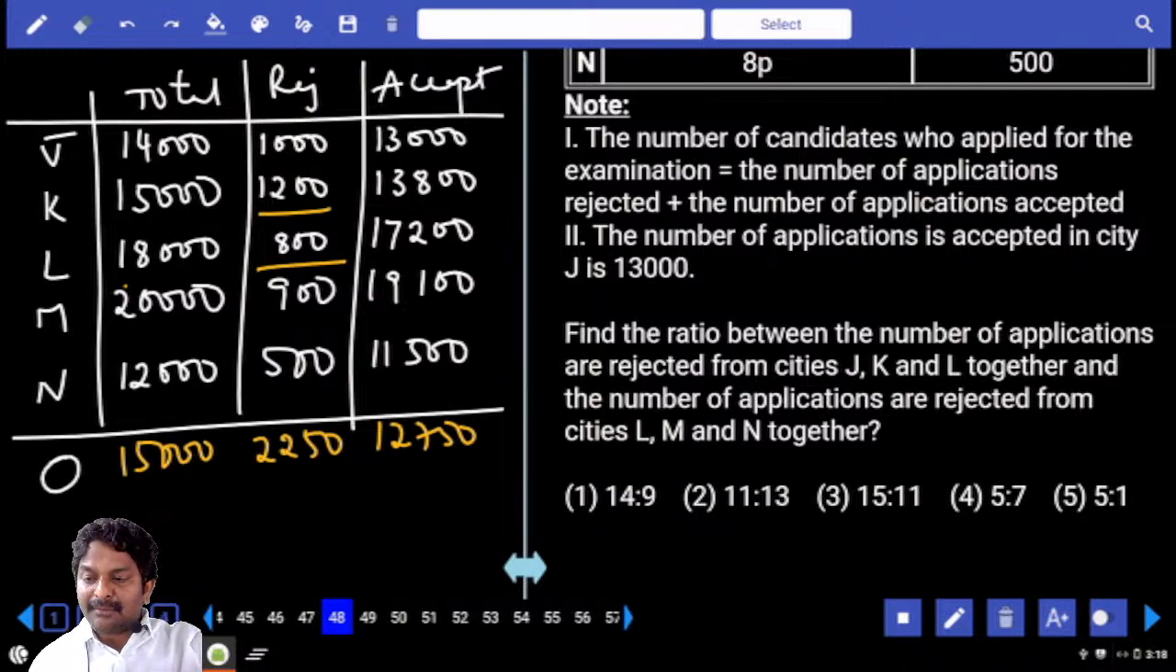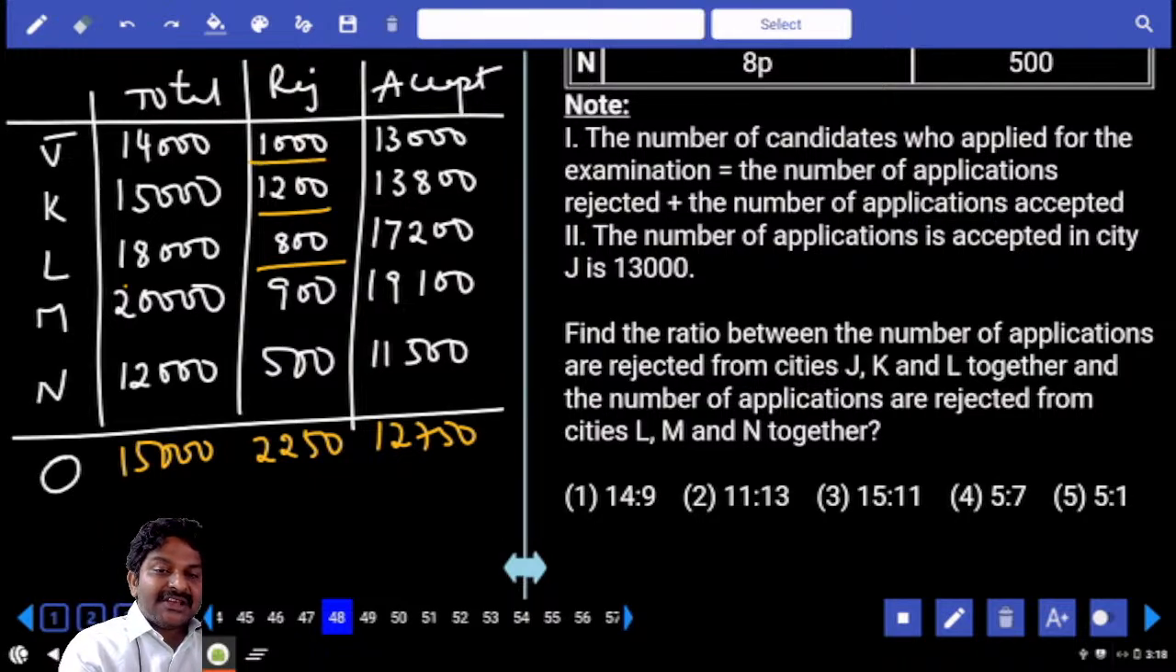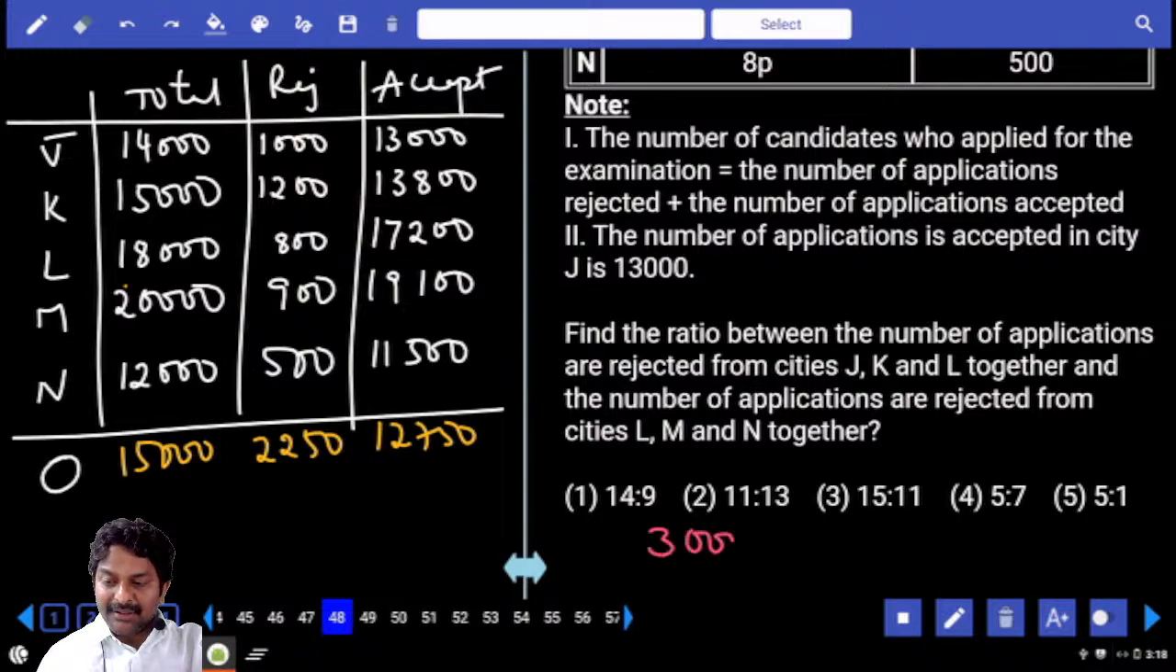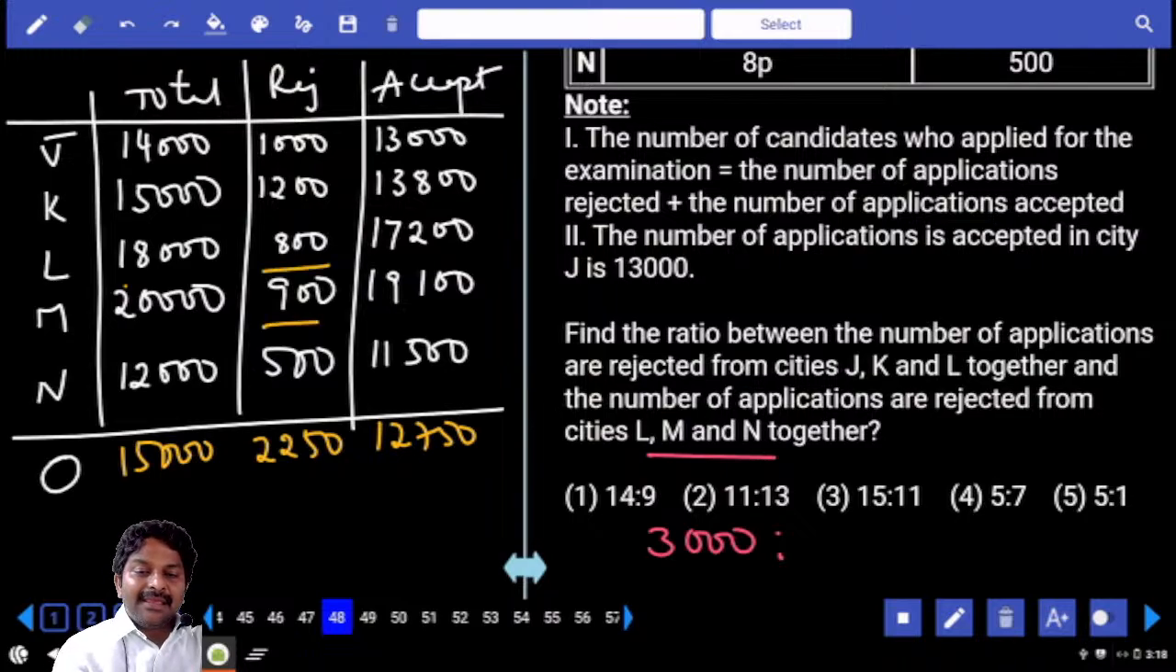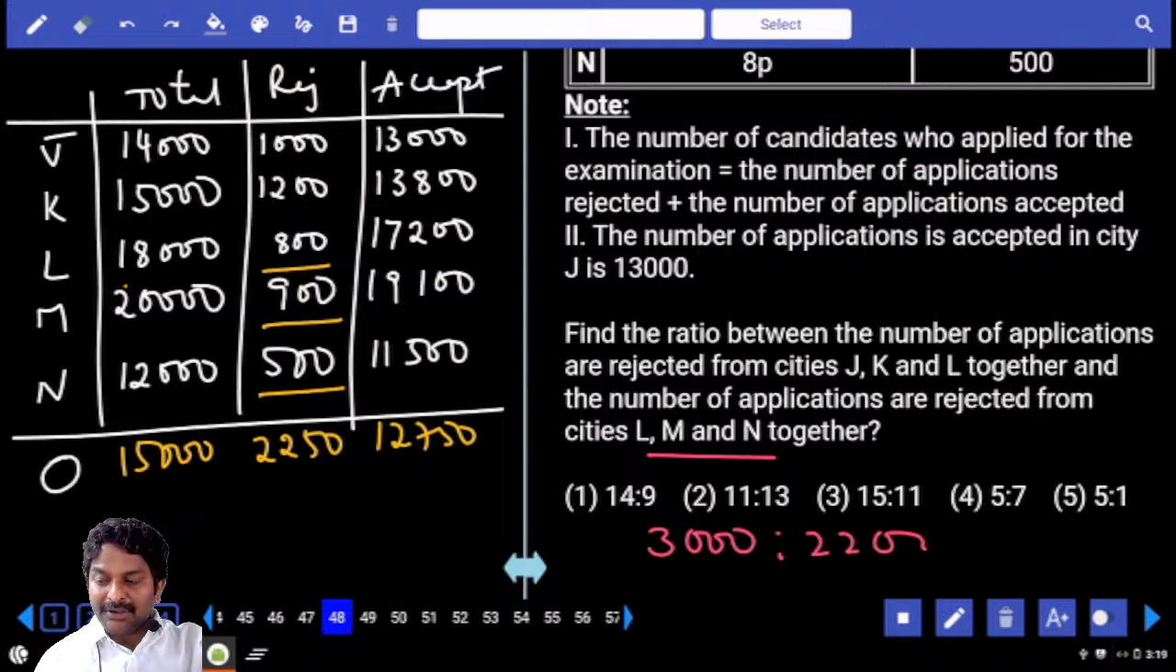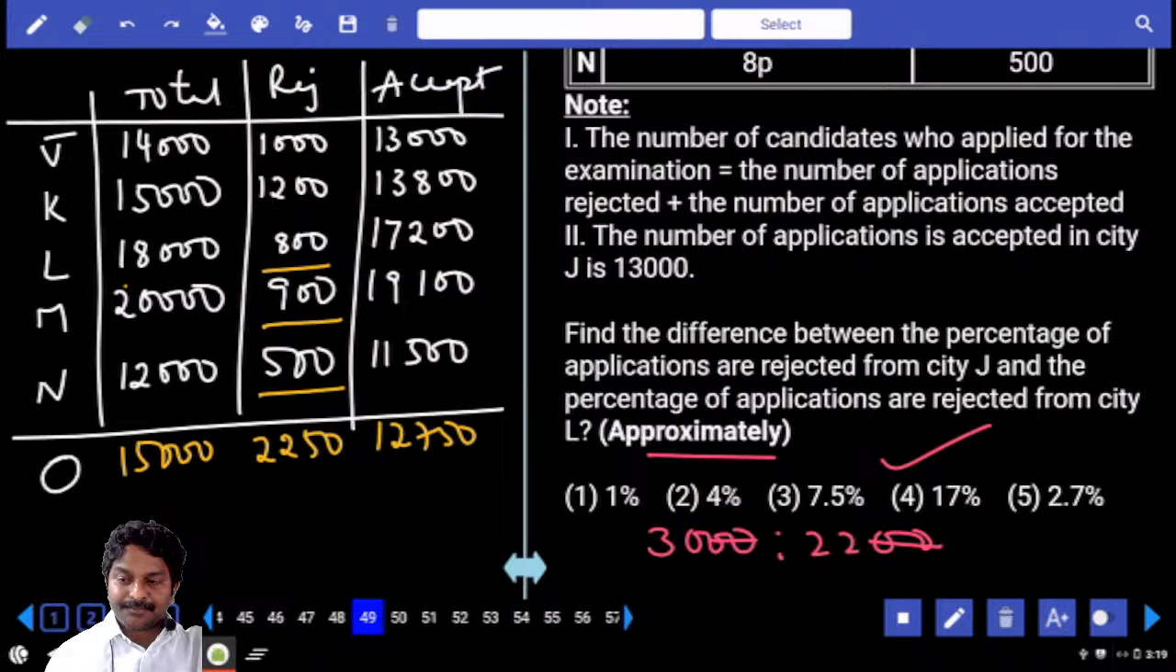Find the ratio between number of applications rejected from J, K, L together. J, K, L. K and L we already calculated for the previous question. 2,000 plus 1,000, 3,000. Ratio between this number and L, M, N. L, M, N: 800, 900, 1,700 plus 500, 2200. Straightforward, 2 zeros get cancelled. Cancellation with 2, 15, 11.